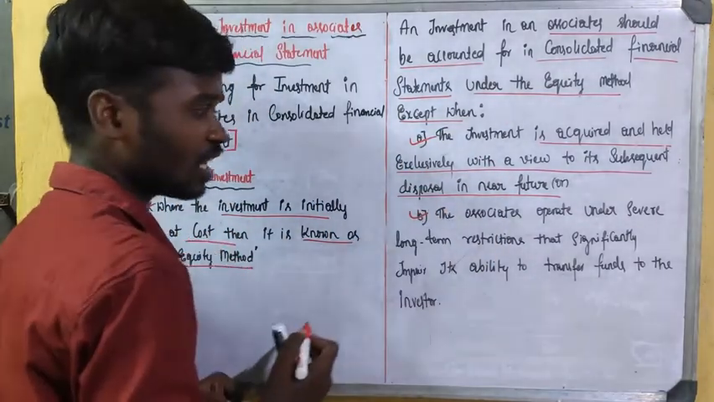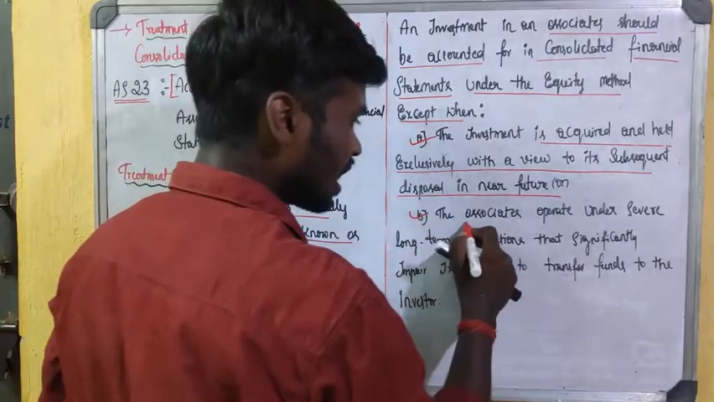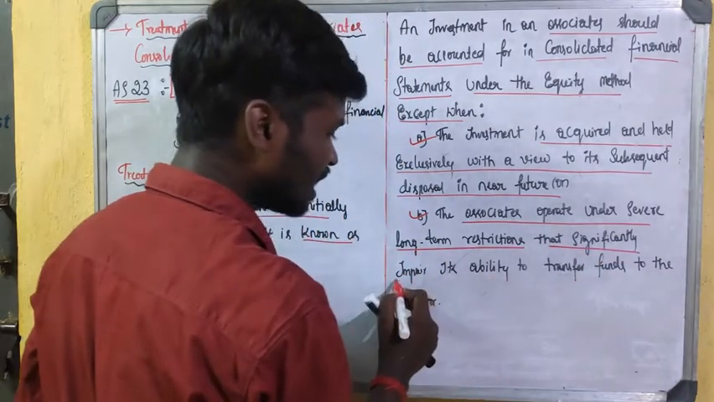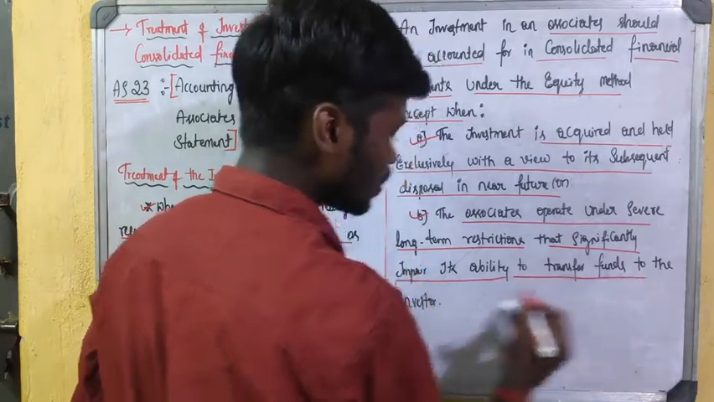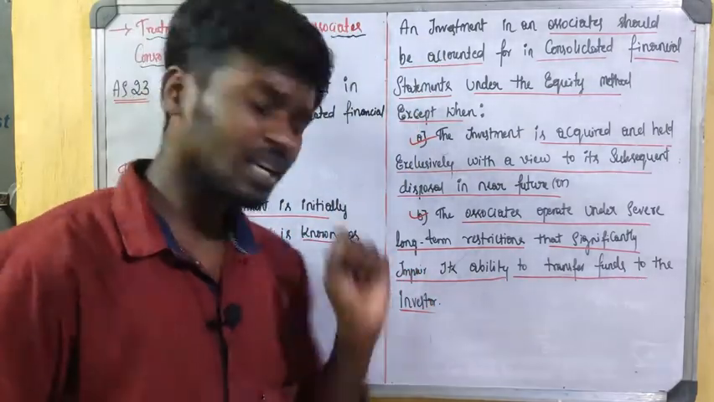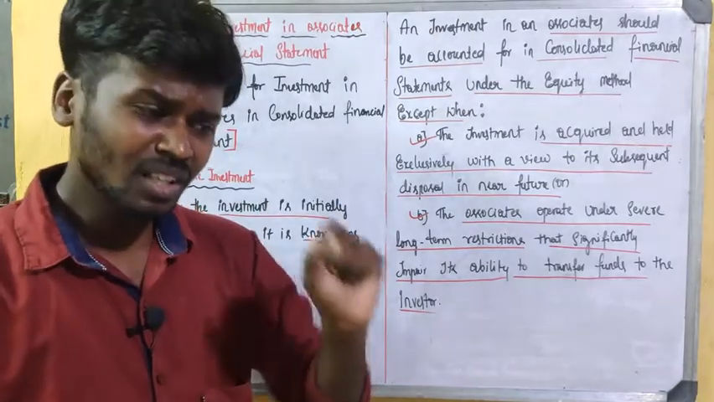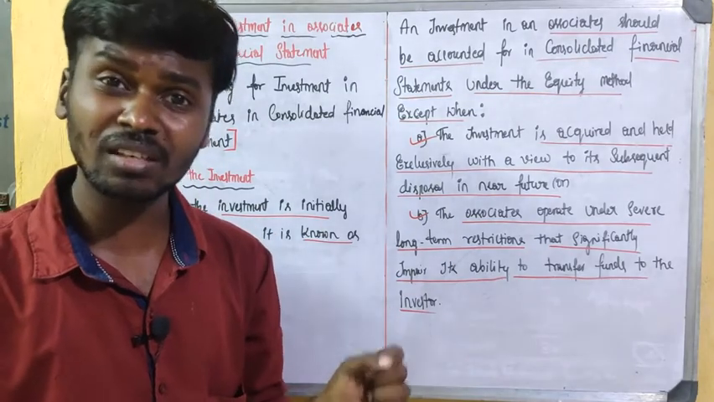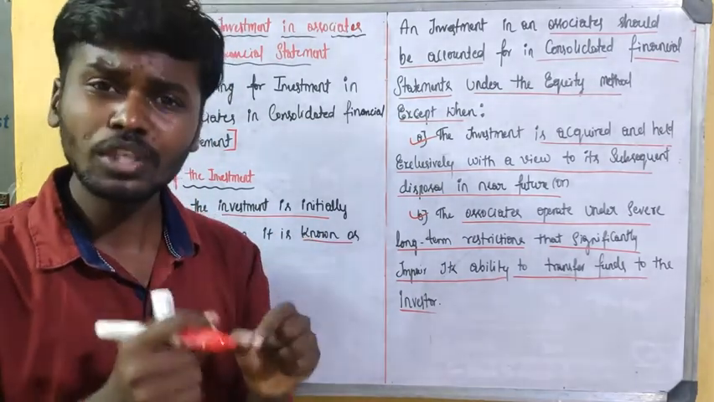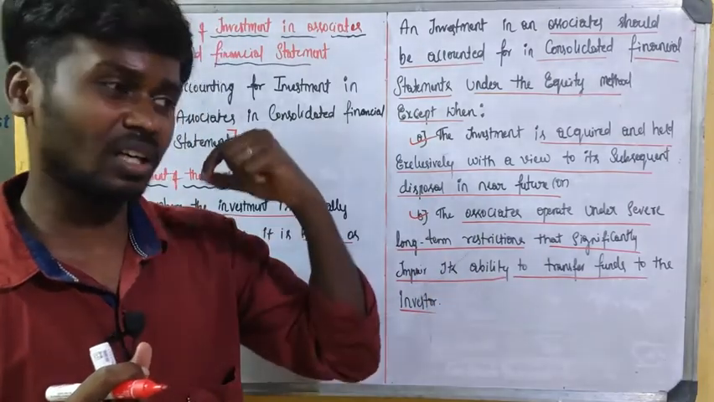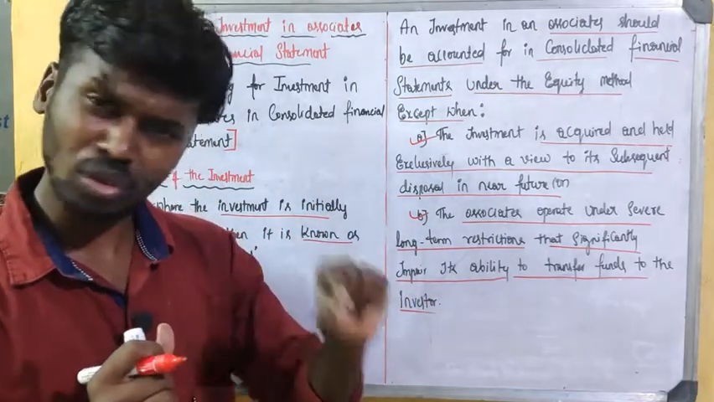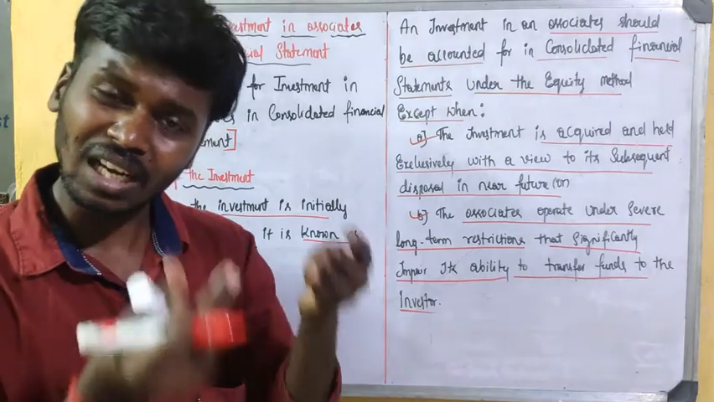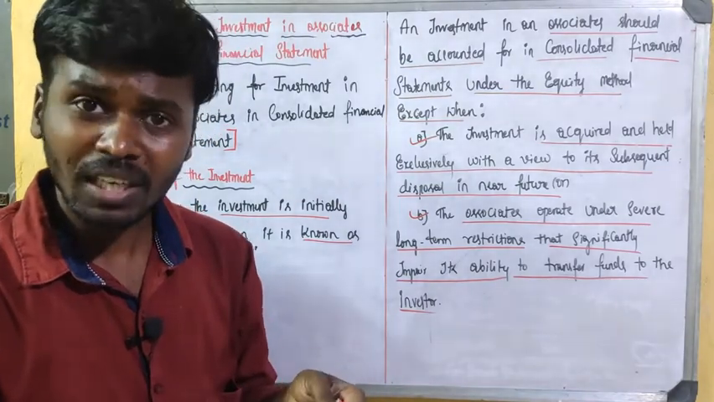And the other criteria, see, when we are going to accept the condition, the associate operates under severe long term restrictions that significantly impair its ability to transfer funds to the investors. See, when the company operates under heavy regulations and various rules, then it is difficult to run the business organization and distribute the funds to the investors. So even to distribute a single amount to investors, if there are a lot of rules and regulations, the company position will not be good.